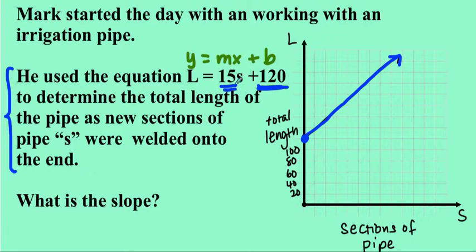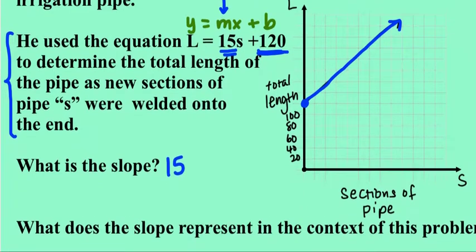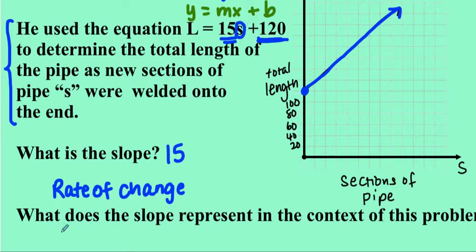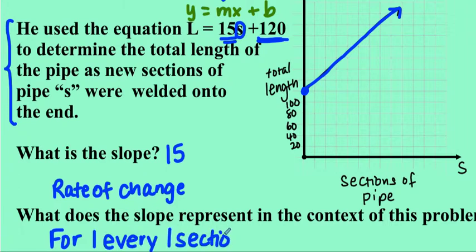And then the 15 represents the slope. So what's the slope? It's 15. Well, what does it represent in the context of this problem? Well, remember we talked about it as a rate of change. And we always want to try and get that rate of change in terms of 1 unit of whatever the s is in this case. So for every 1 section of pipe, the length increases by 15.